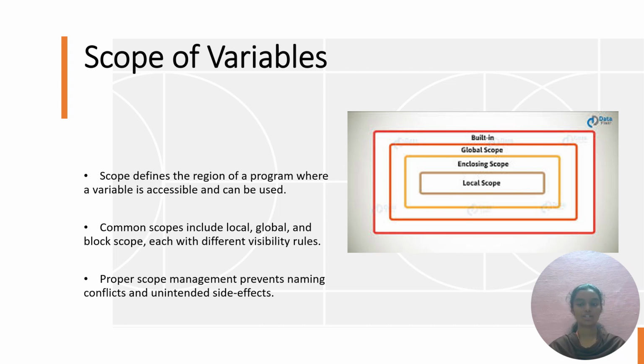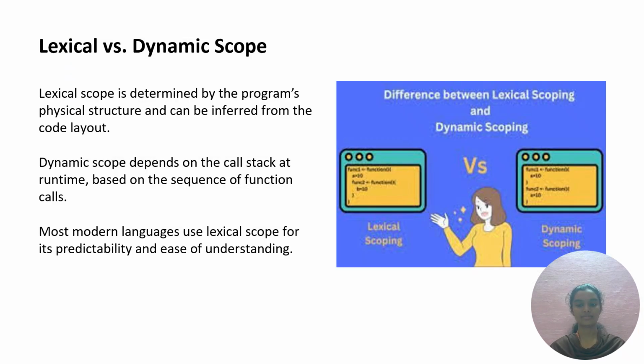Proper scoping ensures that the variables do not unintentionally interfere with each other. Proper scope management prevents naming conflicts and unintended side effects.